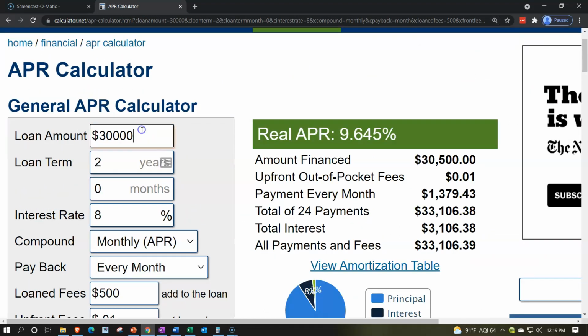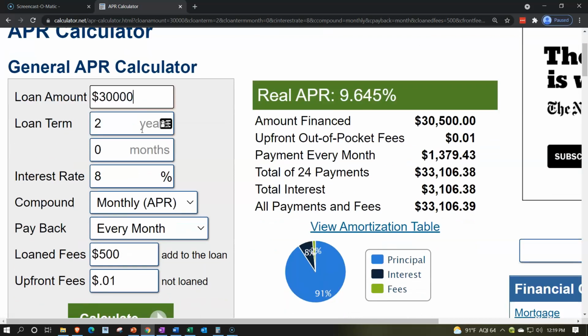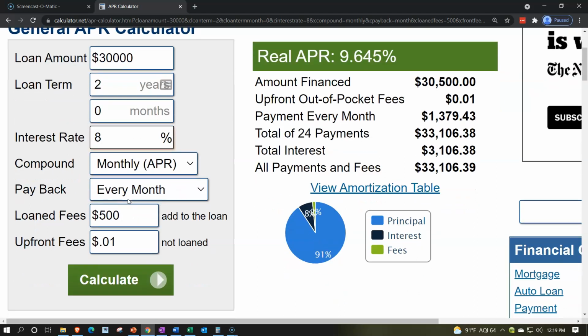This is just one online calculator. You can just type in APR calculator online in your favorite browser like Google or something. 30,000, loan term 2 years. The percent is going to be 8% monthly on the APR every month. $500 on the loan fees, and that gives us the amount financed, $30,500. The APR is 9.645.